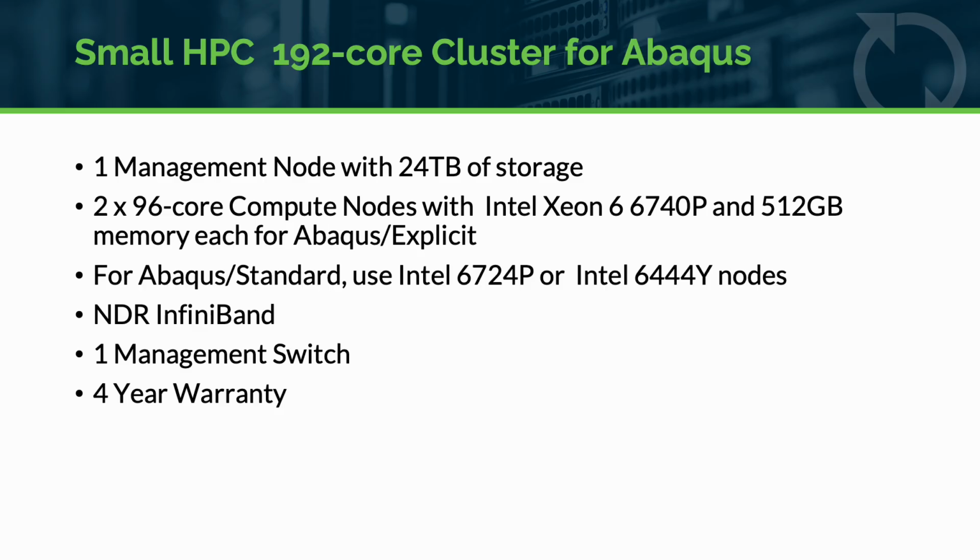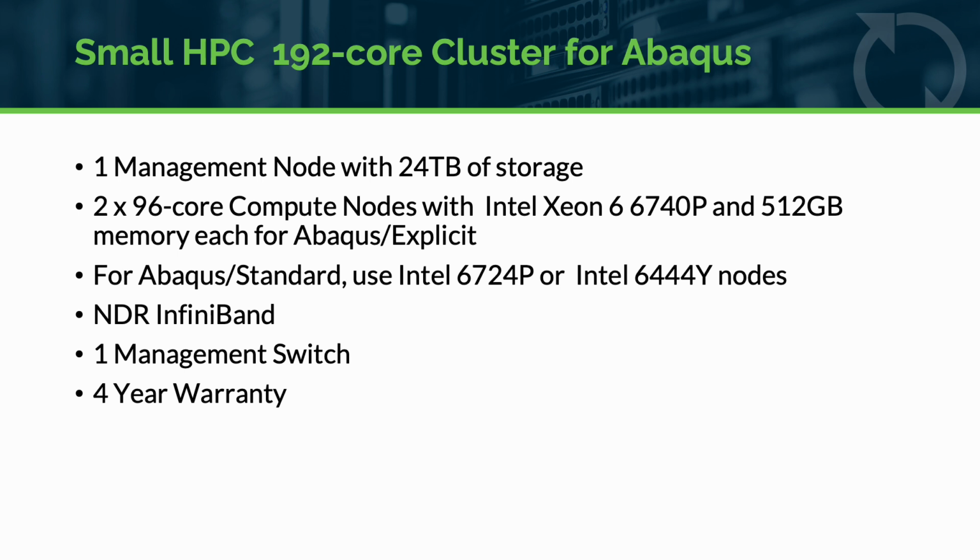A very small HPC, kind of the minimalist size, has a management server with some storage. You usually have at least 2 nodes in a cluster. You can have different kinds of machines depending if it's explicit or standard, and then they're connected with InfiniBand and a management switch, and have a 4-year lifespan. So they come with a 4-year warranty. So something like this will start at like $1,400 per month.